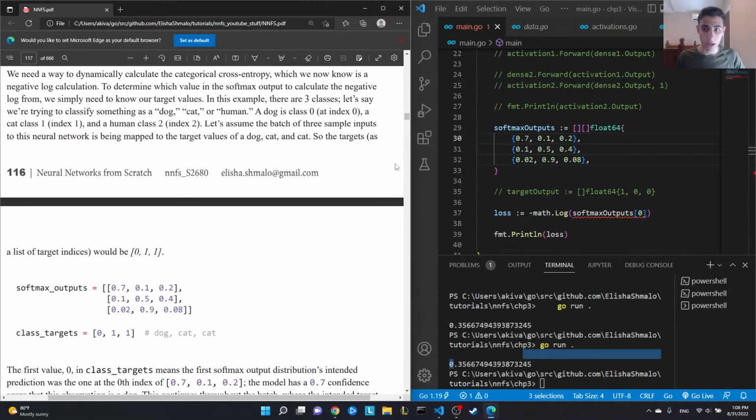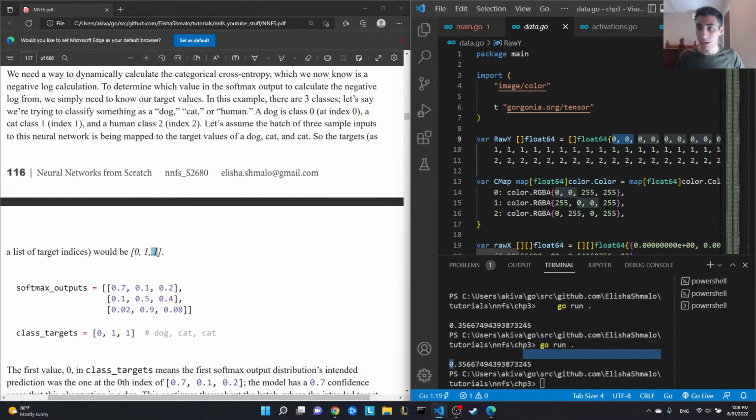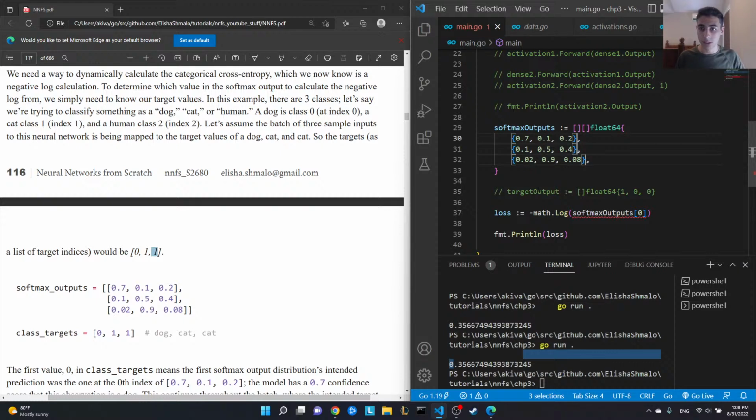So this is not one hot encoded. This is just a list of what it should have been. This looks very similar to our situation, the raw y. So let's do that. So the target output should be 0, it should have been a dog, it should have been a cat, and it should have been a cat.